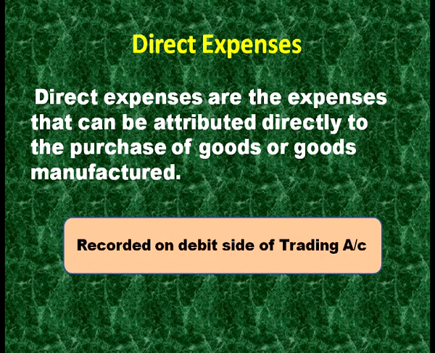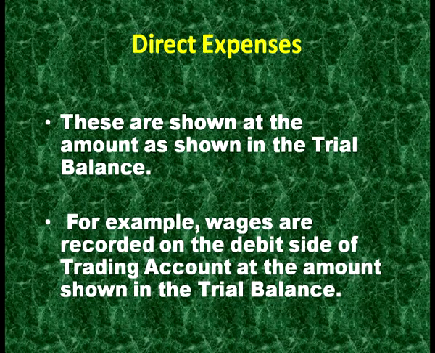Direct expenses. Direct expenses are the expenses that can be attributed directly to the purchase of goods or goods manufactured, and they are always recorded on the debit side of trading account. These are shown at the amount as shown in the trial balance. For example, wages are recorded on the debit side of trading account at the amount shown in the trial balance.